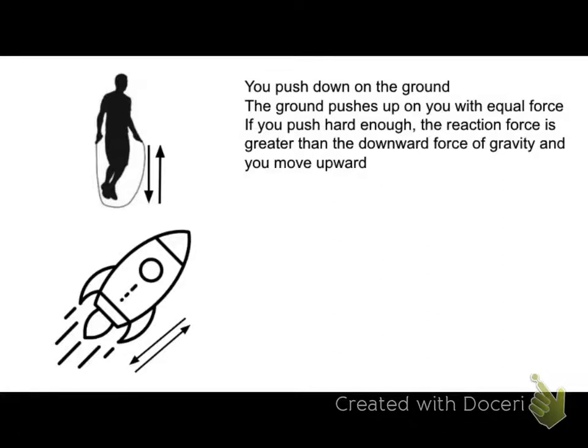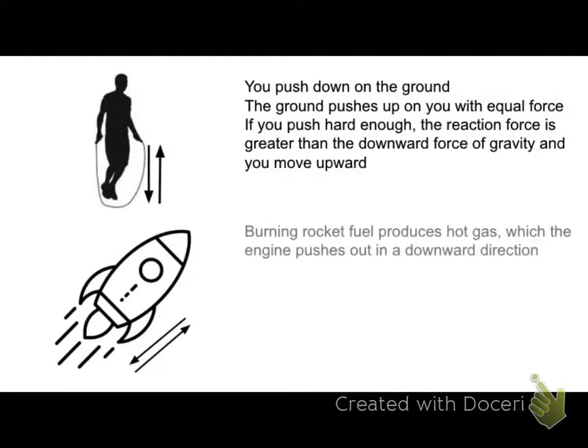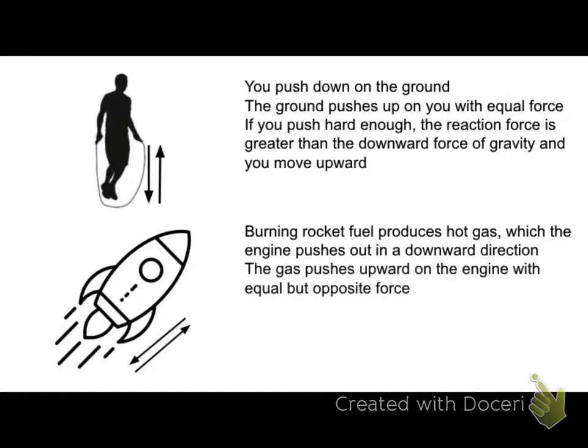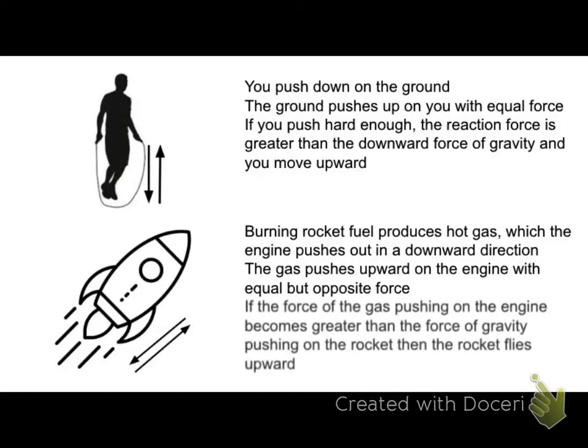Our final example is the one that I think is the coolest. It has to do with rocket ships. When you burn rocket fuel, it produces these hot gases, and the engine pushes on those gases and pushes them out the back of the rocket. And then those gases push backwards on the engine with equal but opposite force. And because the engine is attached to the rocket, they are also pushing on the rocket because it's all one thing, one piece. If the force of the gas pushing on the engine becomes greater than the force of gravity, then the rocket flies upwards.